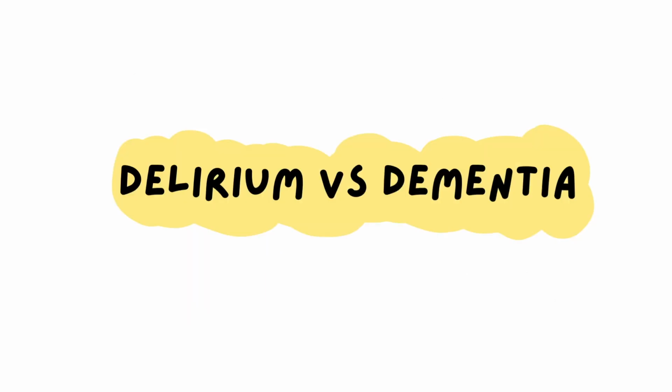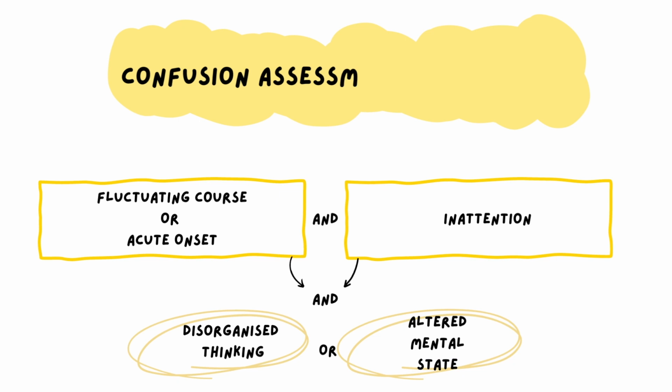How do you differentiate delirium from dementia? In differentiating delirium from dementia, we may use the confusion assessment method, also known as CAM. The primary criteria for CAM is the presence of acute onset and fluctuating course of confusion and inattention of the patient. This is followed by one of either disorganized thinking or altered level of consciousness.